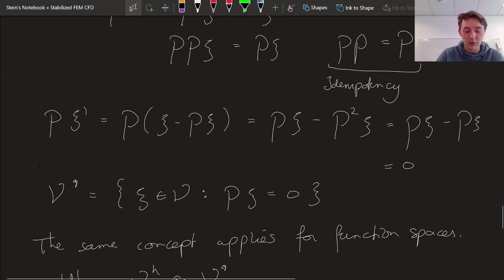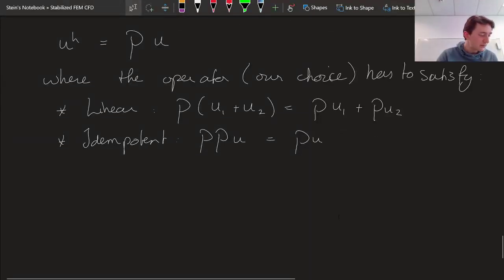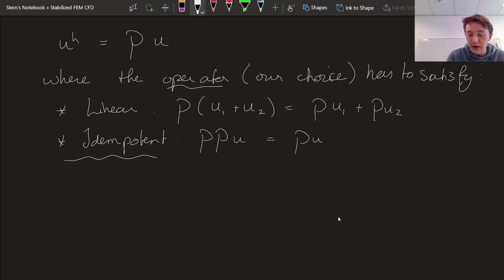And given those two demands, the projection, our choice of a good solution, implies a scale decomposition, implies a fine scale space. And under these two conditions, this operator is also immediately called a projector.